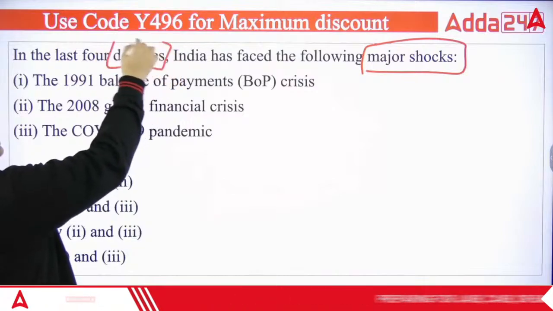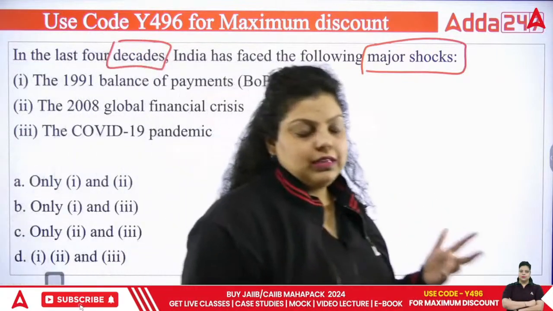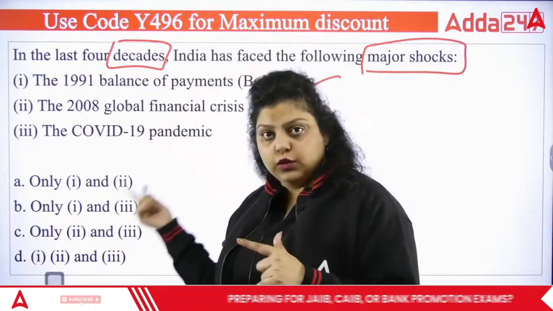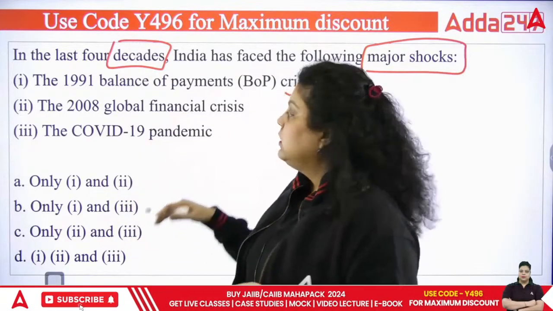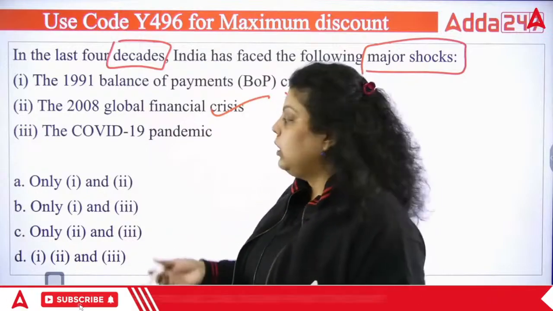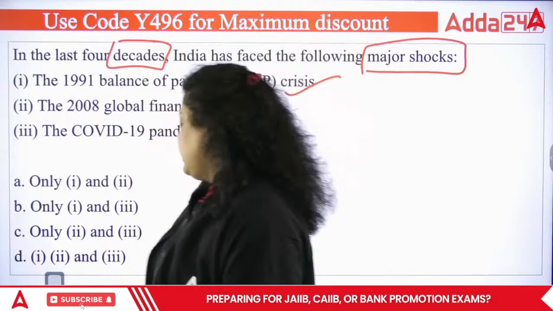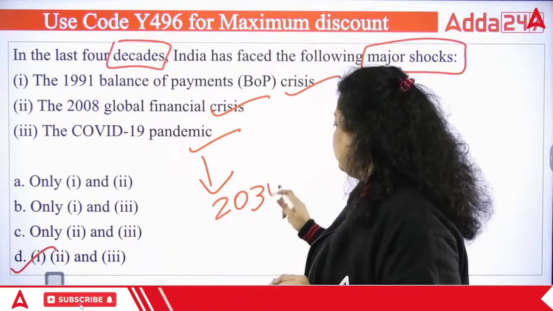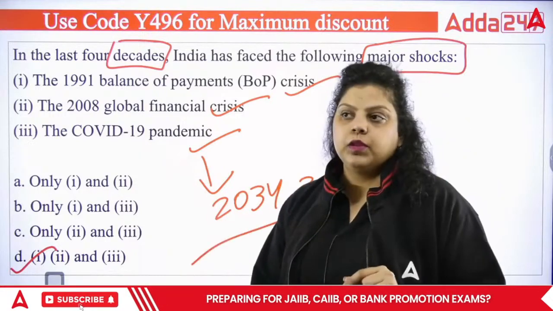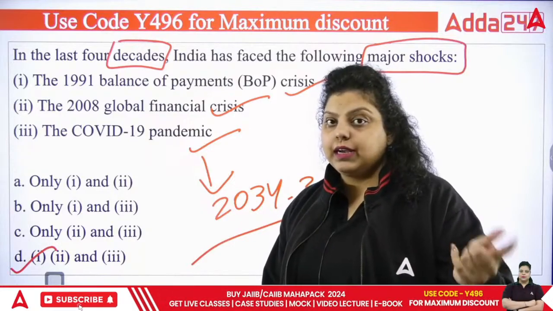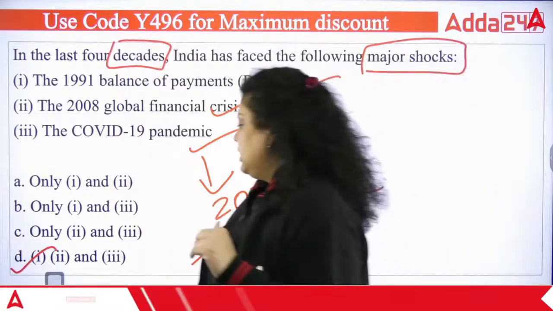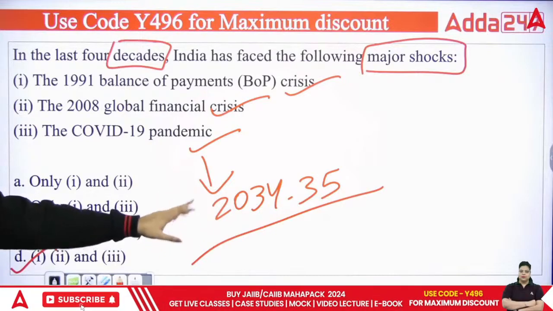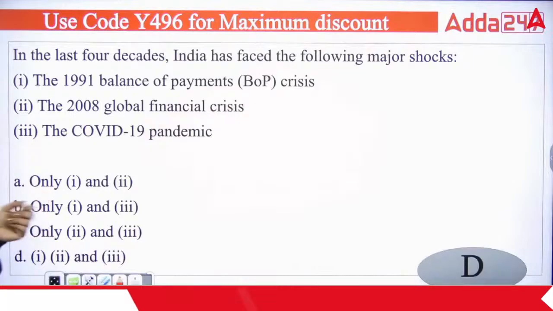If you're talking about decades, a decade means a period of 10 years. The right answer here will be all. We have faced the balance of payment crisis, because of which the LPG was introduced, one of the reasons. Then the global financial crisis, the Lehman collapse you can call it, and the COVID-19 pandemic. We have faced all. So the right answer will be D. And as per the RBI, we have to suffer the negative impact of COVID-19 till 2034-35. That has been said by the RBI. So do remember this also, because it was asked in the May 2023 paper. Okay, so the right answer is D.